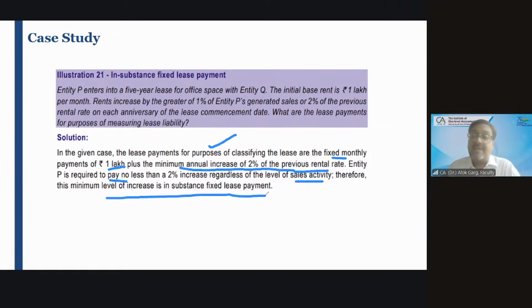But yes, the company has paid 8,000 rupees extra. So where that 8,000 will go? That 8,000 will go to P&L as a rent expense.